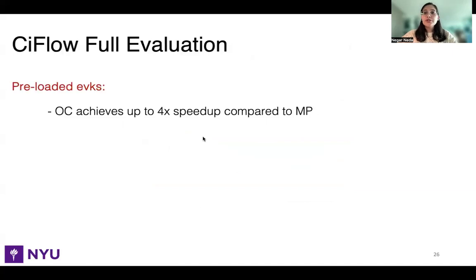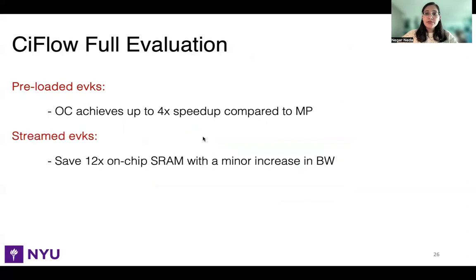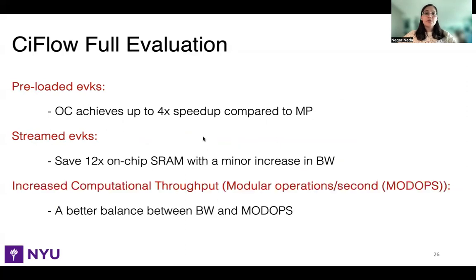So in CiFlow, we showed that by having keys on-chip, we can get up to 4 times speedup compared to max parallel implementation. And then we can stream the keys on-chip and save 12 times on-chip SRAM with a minor increase in the required bandwidth. Another evaluation that we did was increasing the computational throughput, called the modular operations per second, or MOD-OPS, to show a better balance between bandwidth and the MOD-OPS.